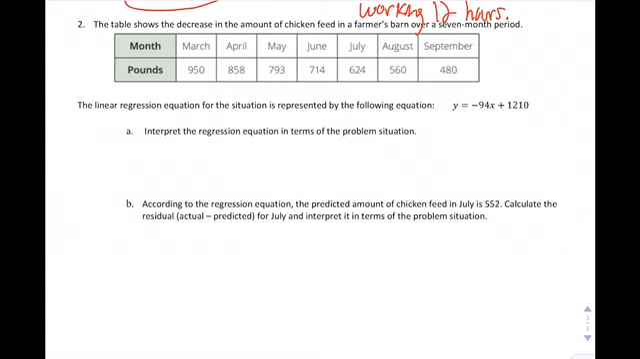All right, the linear regression equation for the situation is represented by the following equation. They go ahead and give you this equation. Letter A, interpret the regression equation in terms of the problem situation.